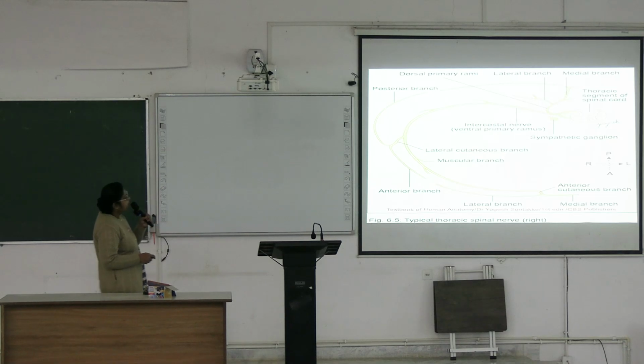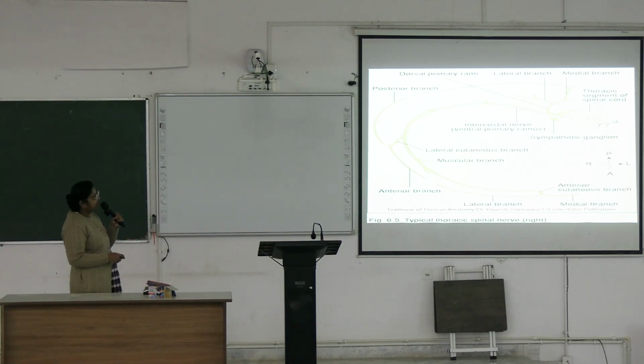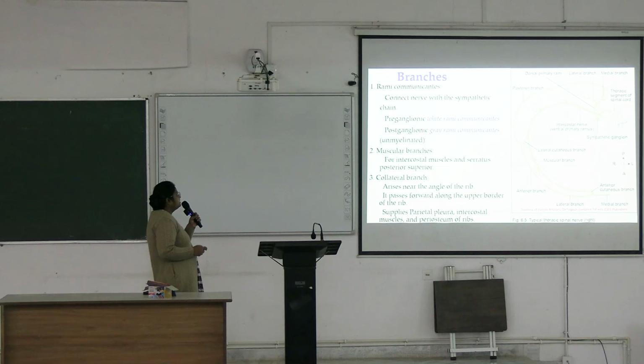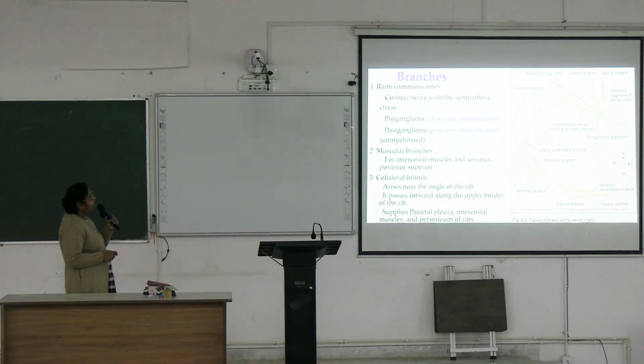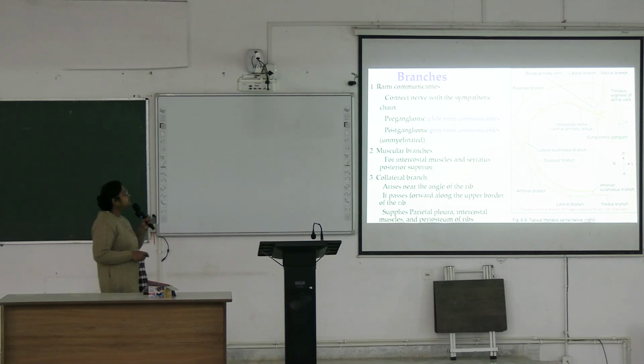Same thing has been shown. Here it is connected to the sympathetic ganglion. This is dorsal rami, ventral rami, giving muscular branches, lateral cutaneous branches, anterior cutaneous branch dividing into medial and lateral branch, and here anterior and posterior branch. And this posterior part of supply of skin is coming from the dorsal rami. So branches connect the nerve with the sympathetic chain via preganglionic fibers through the white rami communicantes, and postganglionic fibers, which are unmyelinated, passing through gray rami communicantes.